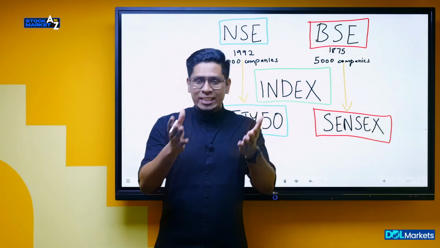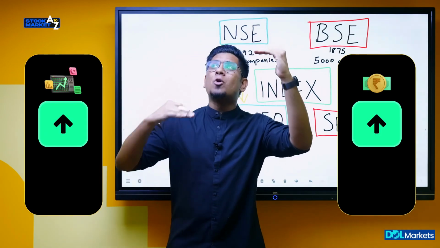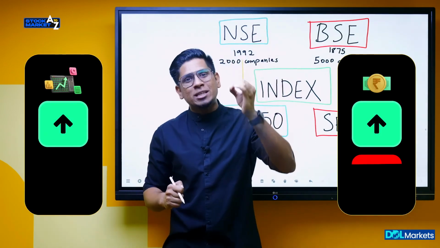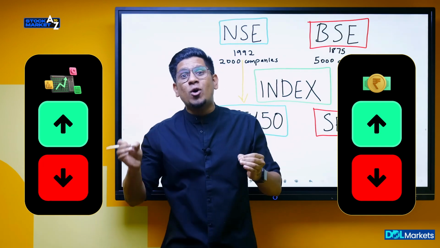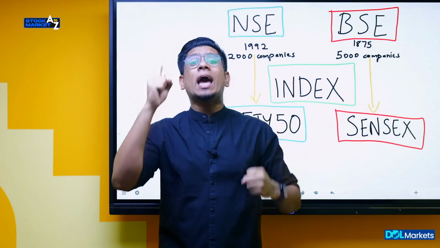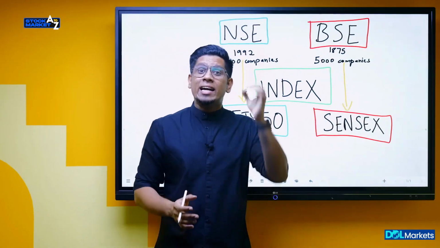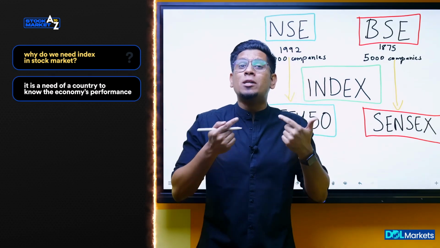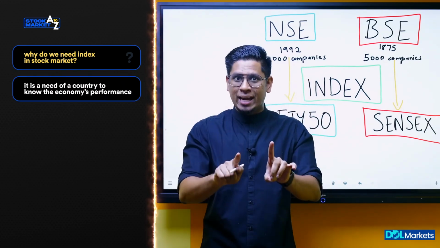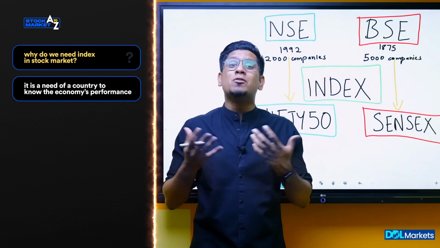Correct. You should understand this also: if the economy of a country does well, the stock market will go up. If the economy is doing bad, the stock market will go down. That is, there is such a correlation between the economy of a country and the stock market's performance of that country. So now we just learned that there is a need to understand the performance of an economy. We also learned that the performance of an economy can be understood by the performance of a stock market.